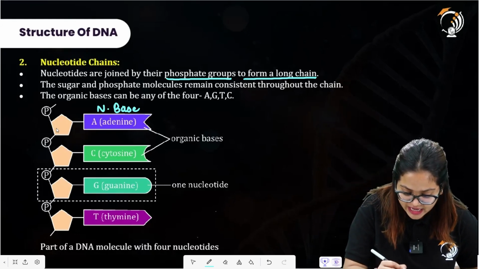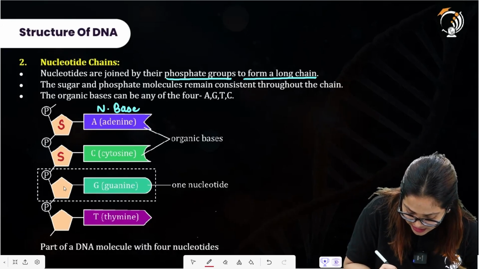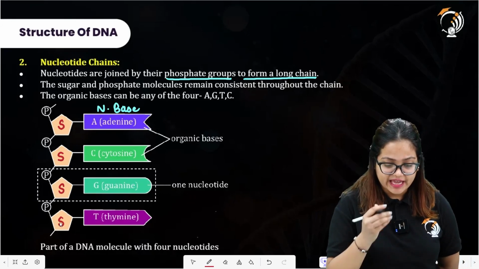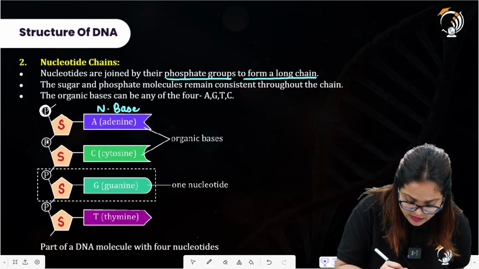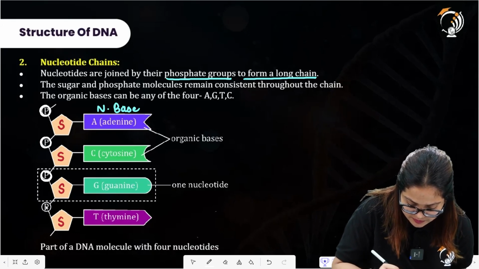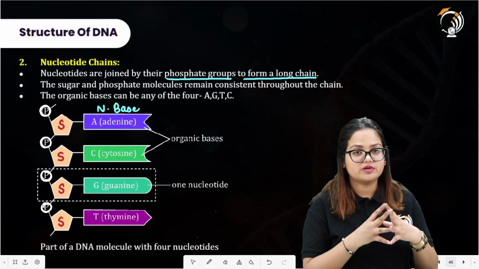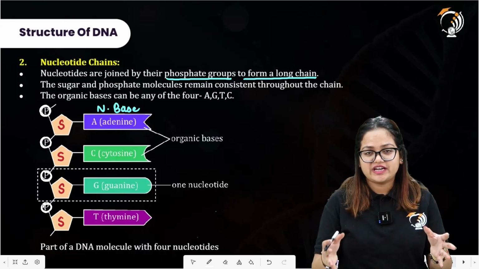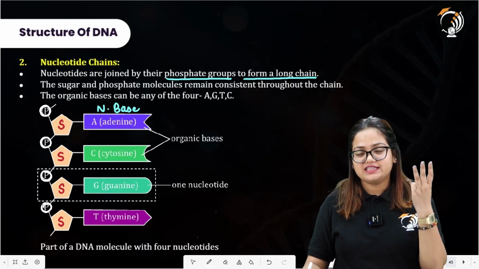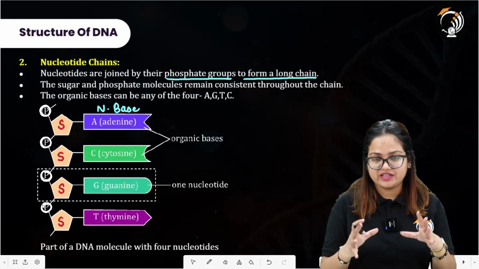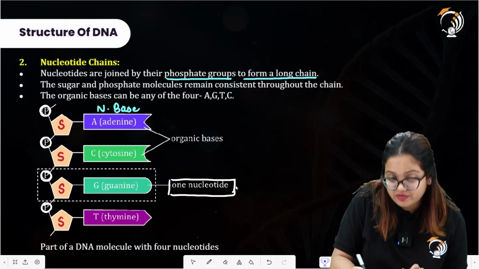Then we have the sugar. This is the deoxyribose sugar since we are talking about DNA. And then we have this phosphate group. The statement was saying that nucleotides are joined by their phosphate groups to form a long chain. What is the one nucleotide here that has a nitrogenous base, a deoxyribose sugar, and also a phosphate group? So we have the diagrammatic representation in which one nucleotide is represented. This is the one nucleotide over here.